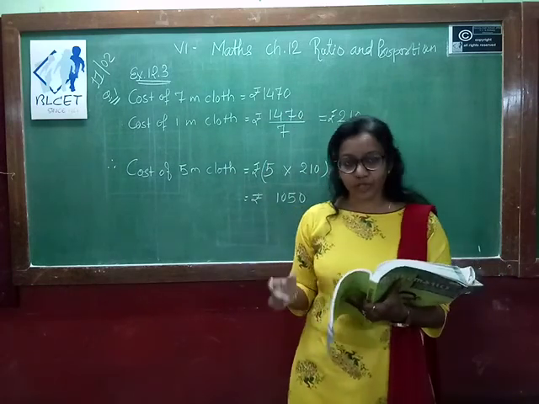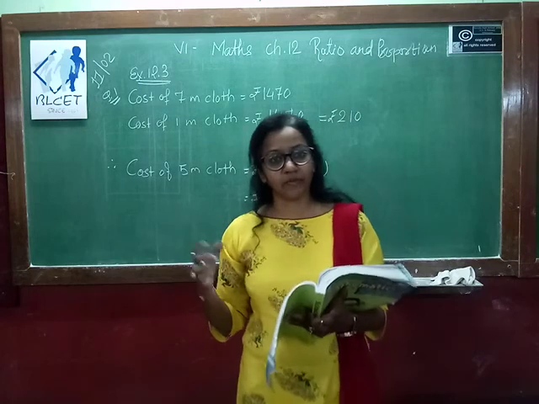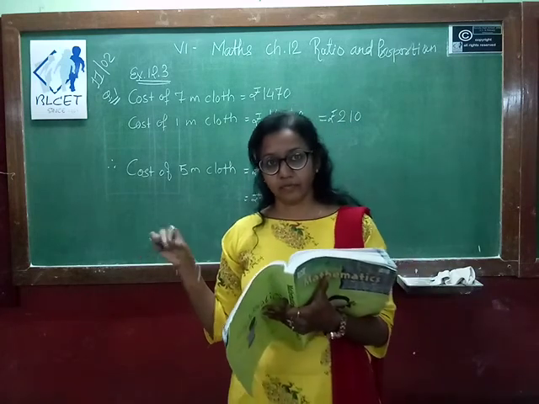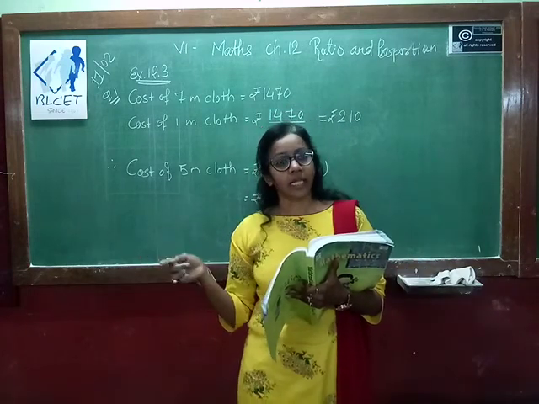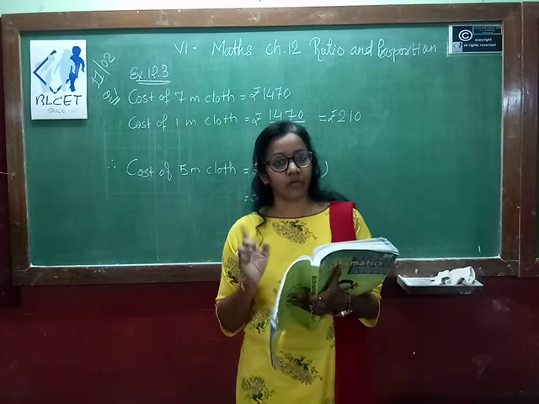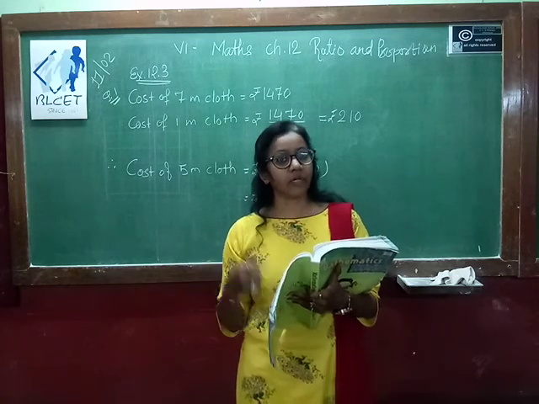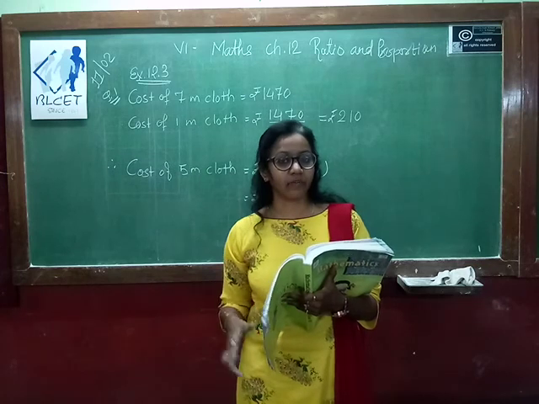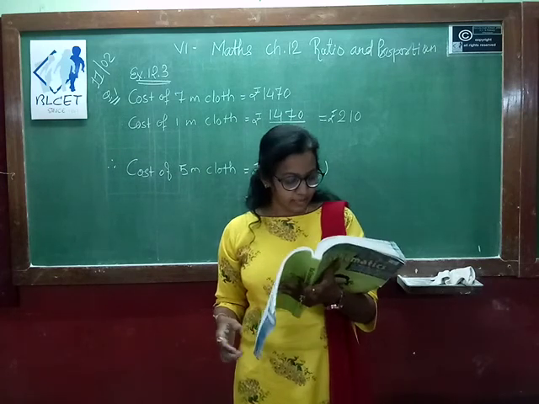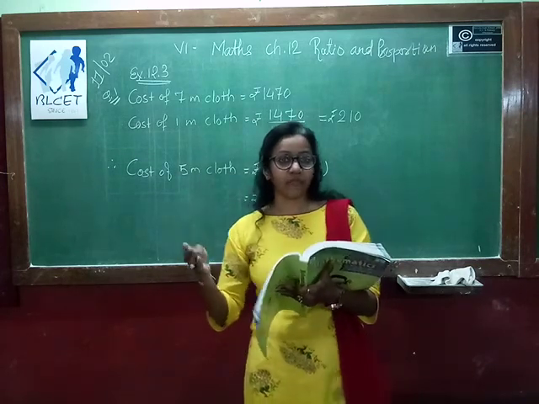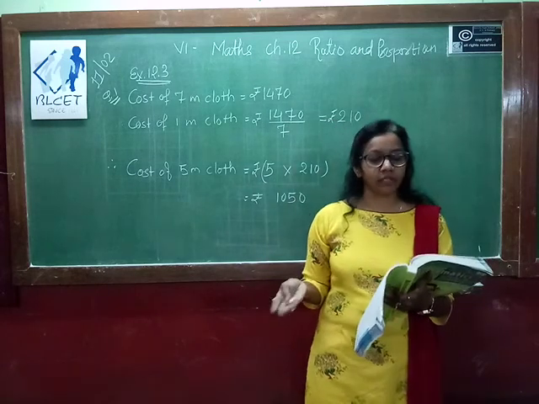The cost of many things is given to you and we want to find the cost of related quantities. For that, first of all we have to find the value of one quantity. Then whatever quantity is required, we have to find the value of that. That is the unitary method: to find the value of 1, then whatever amount is given, you can find.